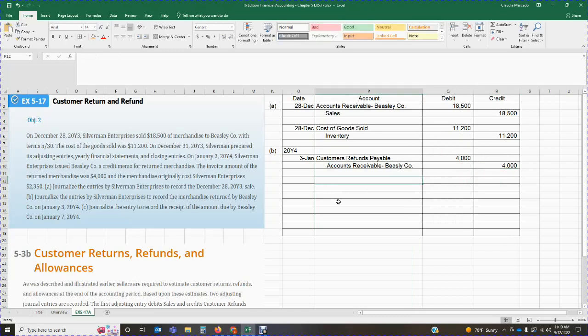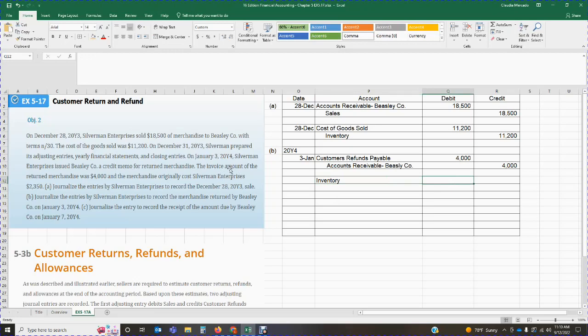Now, the customer returned merchandise. So now we, Silverman Enterprises, have received those $4,000 of inventory. So what are we going to do with that inventory? Do we have more or less inventory? Well, now we have more inventory that I'm going to put back into my warehouse. So I have to update my inventory account to reflect the new amount. So I'm going to debit my inventory because I'm going to increase my inventory.